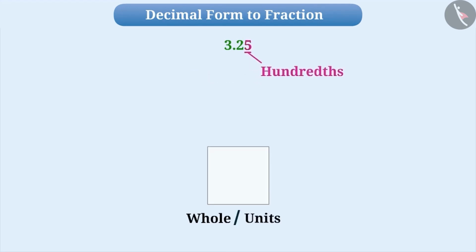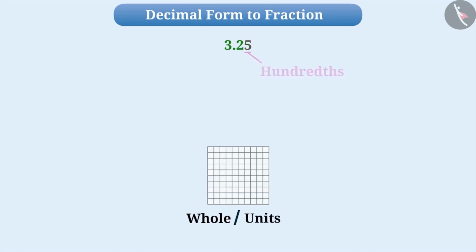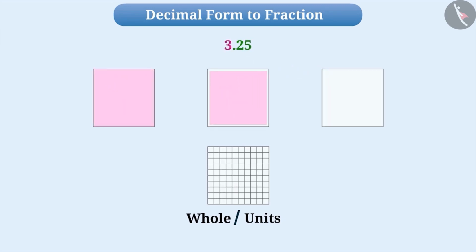Let us now learn about conversion from decimal form into fraction. Assume we need to express 3.25 in fraction form. To do so, we will consider one whole square. To represent the numbers till hundredths, we will divide this into 100 equal parts. To represent 3, we will take 3 squares and we will shade all the parts. And to represent 25 hundredths, we will shade 25 parts out of 100 parts, which is expressed as 25 by 100. As you can see, this shaded part is 1/4 part of the whole.